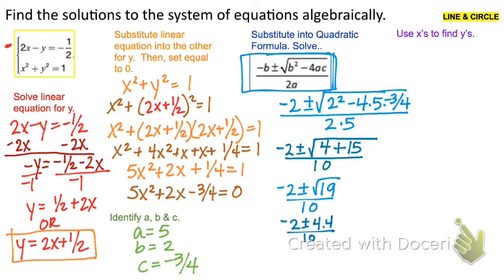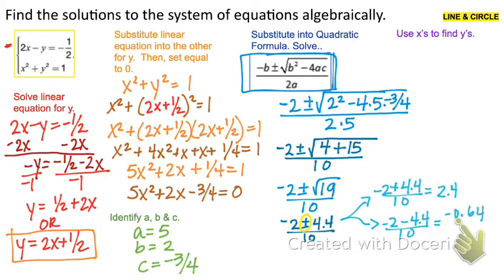At this point in using the quadratic equation, we want to split up this plus or minus because this is actually -2 plus 4.4 divided by 10, and it's -2 minus 4.4 divided by 10. So we put each of those into our calculator to find out what x is.